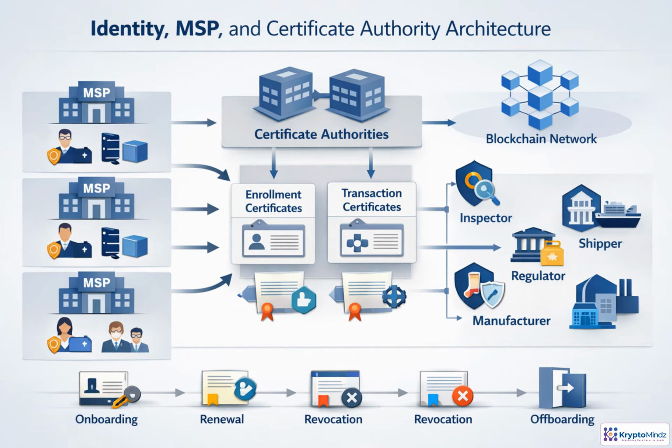Identity is the control point for trust in Fabric. Each organization defines an MSP that determines which certificates, admins, peers, clients, and applications it recognizes. Certificate authorities issue enrollment and transaction certificates, linking real enterprise users to network actions. Attributes add business meaning, such as inspector, regulator, shipper, or manufacturer operator. Identity also has to be managed over time through onboarding, renewal, revocation, and offboarding, so permissions remain current and auditable.